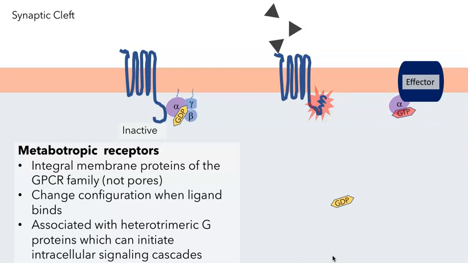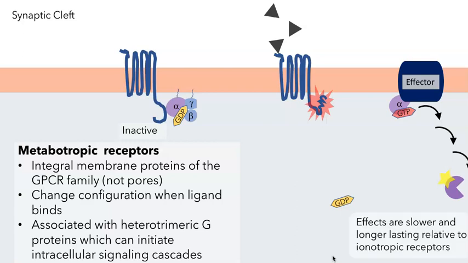In the case of glutamate receptors, the alpha subunit can go and bind to one of a number of different effectors. It depends on the particular type of metabotropic glutamate receptor, but all of them basically act to initiate some kind of intracellular cascade that can then lead to activation of something inside the cell. What's important to notice here is that the effects of binding glutamate by these receptors will be slower, and that they also might last longer relative to ionotropic receptors.